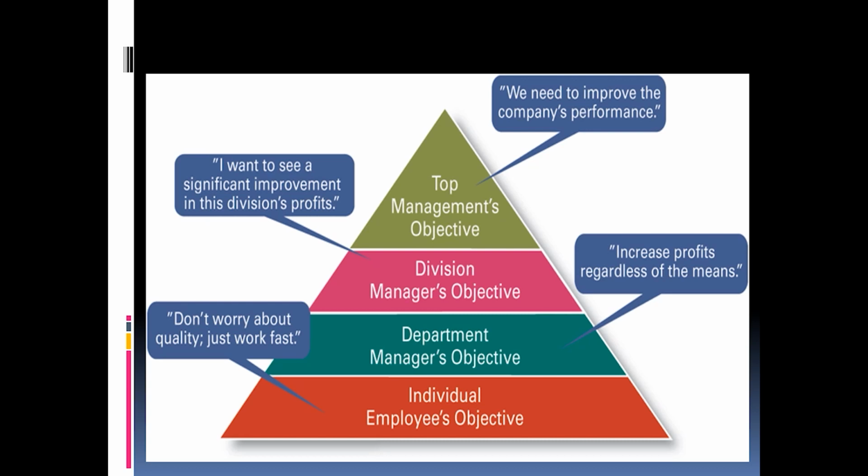As it percolates down and reaches the bottommost level, at an individual level, it becomes: don't worry about the quality, just work fast, because here it's more about that we have to achieve the profit, we have to see the profit regardless. That is how the department conveys it to the individual. So generally it's not a very ideal scenario, but the sad part is that this is the reality, this is how it mostly functions. Okay.